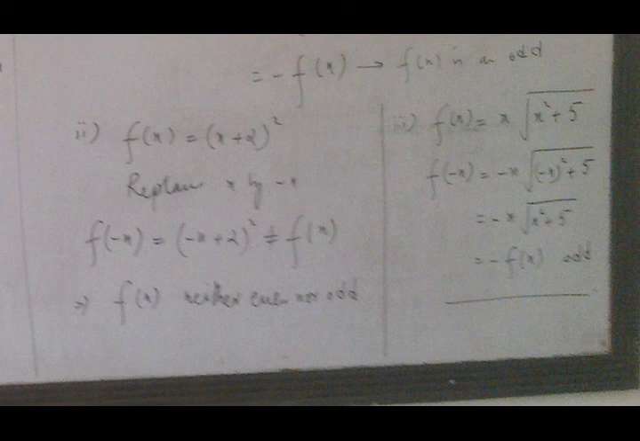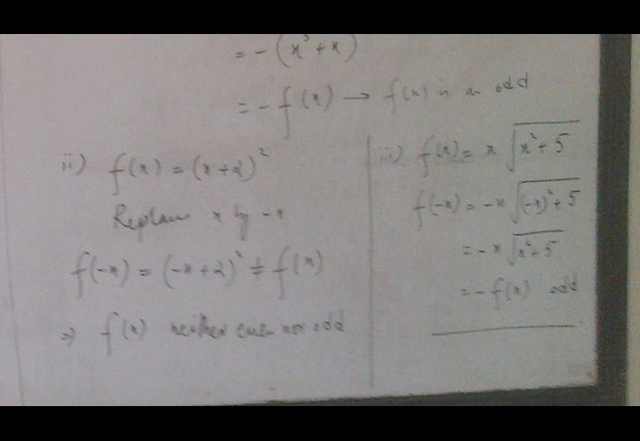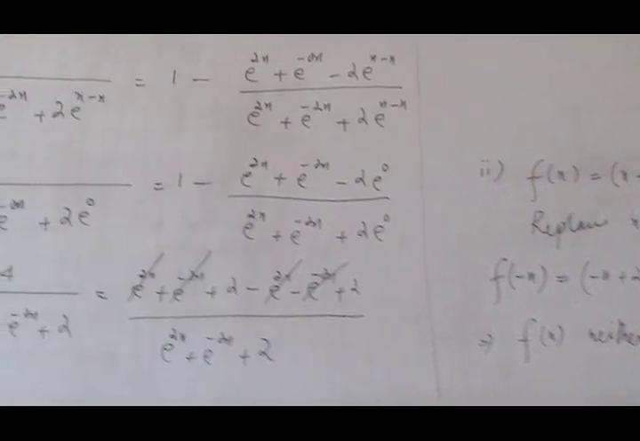Now here f of x is equal to x plus 2 whole square. We replace x by minus x. Now this is not equal to f of x, therefore it is neither even nor odd. And in the next question, we replace x by minus x. The square of minus x is positive, so it becomes equal to minus f of x, therefore it is an odd function.